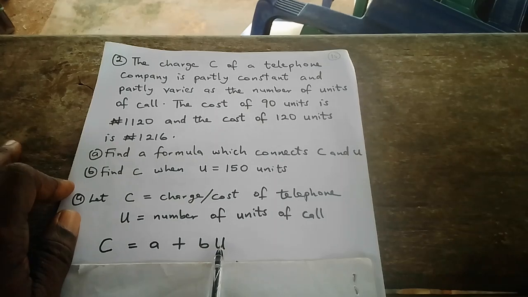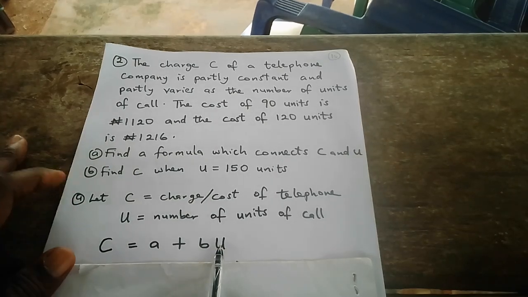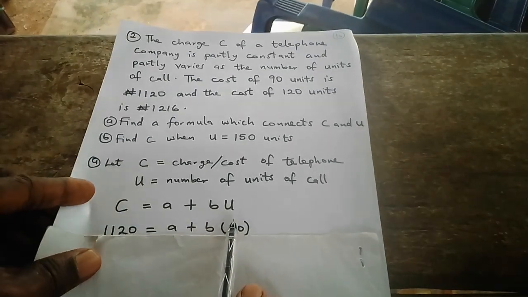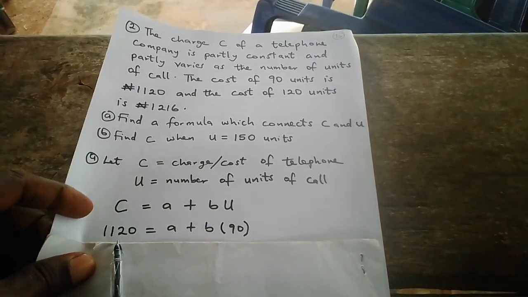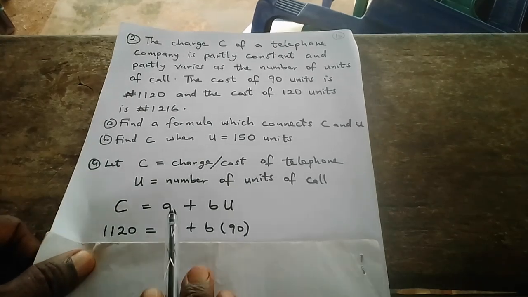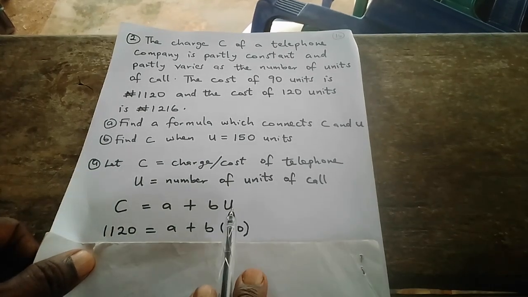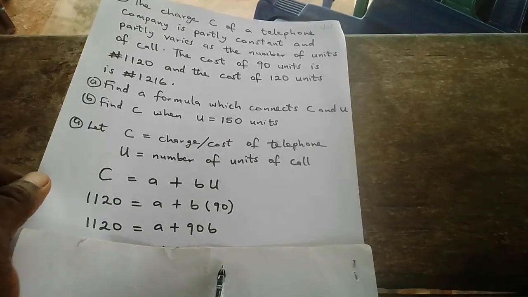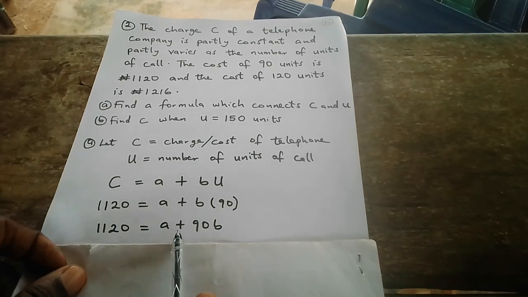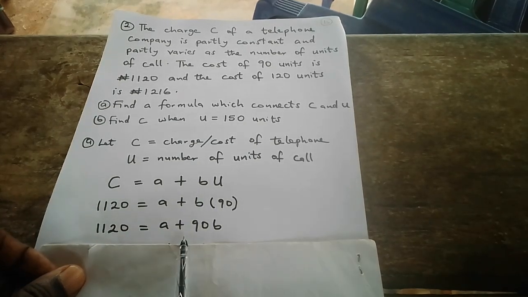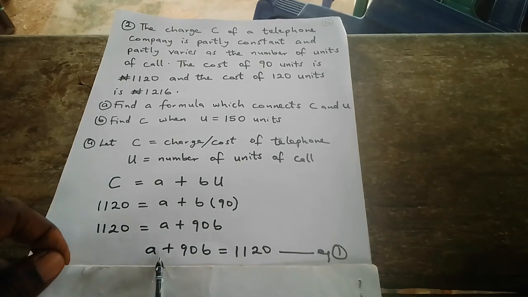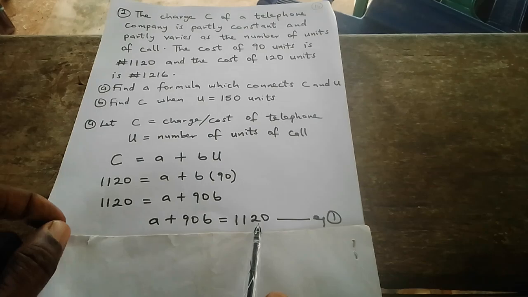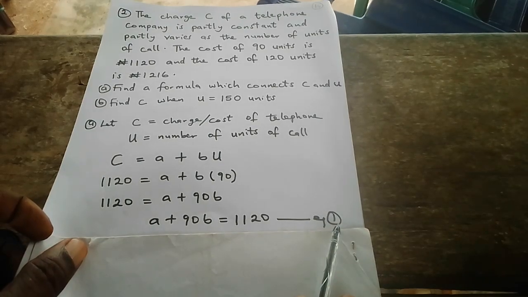U is the total number of units of call. So they said that the cost of 90 units is 1,120. So you are going to substitute it. If the cost of 90 units is 1,120, it is equal to A plus B times the number of units, 90. Then this is the same thing as saying that 1,120 is equal to A plus B times 90, which gives us 90B. So this can be written as A plus 90B is equal to 1120. We take this to be our equation 1.